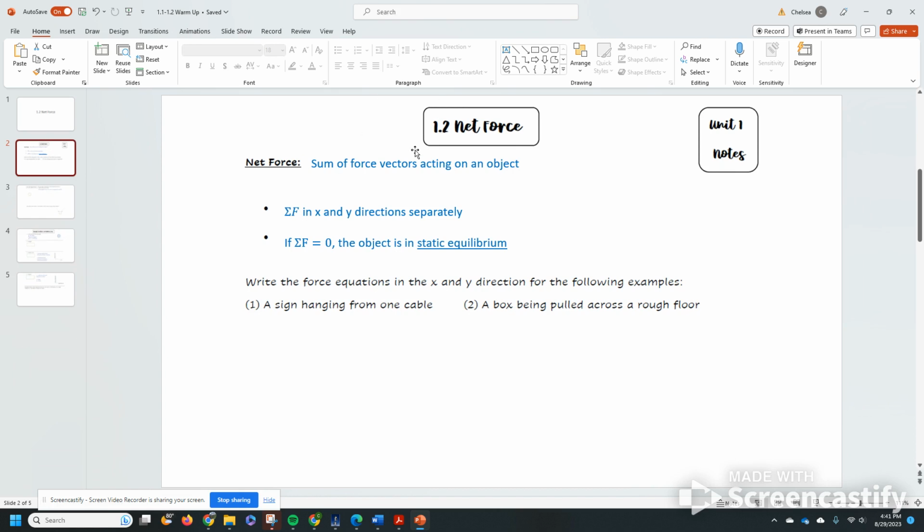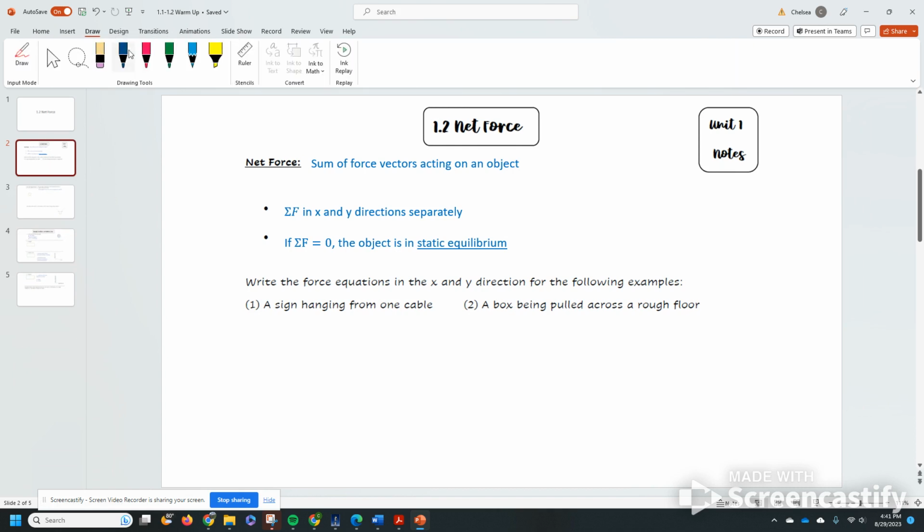Things in blue are things that you should be writing down. So the definition of net force is the sum of force vectors acting on an object. Net and sum both mean that we're adding things together. You'll see this written algebraically with the symbol sigma. A capital sigma means sum of, and then a capital F for forces means sum of forces.